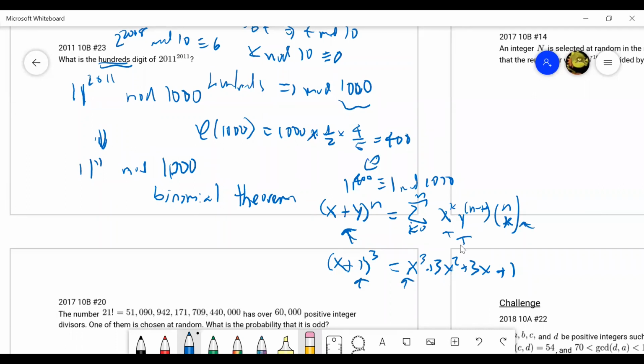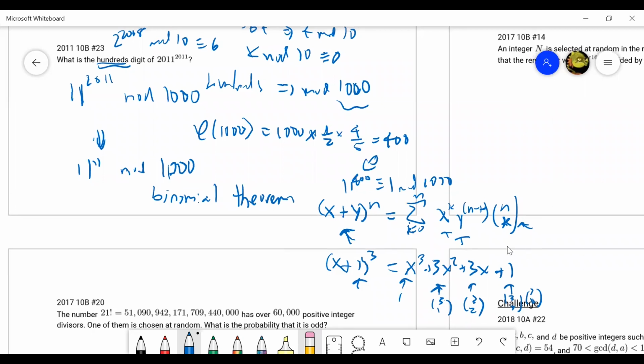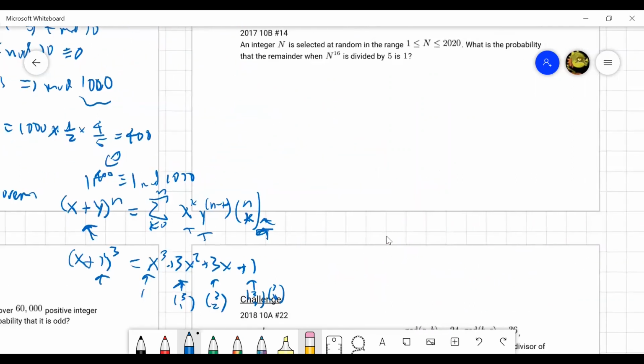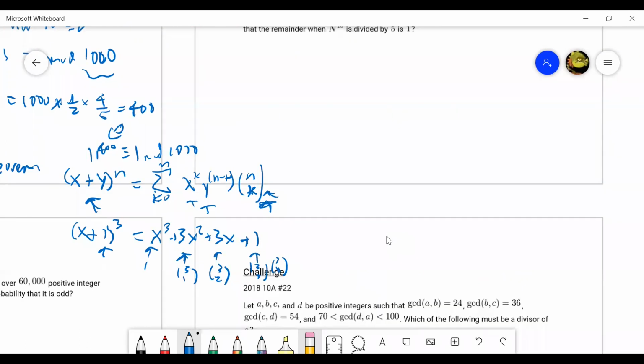3 choose 3 is equal to 1. That's the coefficient here. 3 choose 1 is equal to 3. 3 choose 2 equals 3. 3 choose 3, or 3 choose 0, are both equal to 1. So you can see that the coefficients are always going to resemble that of a combination. And we talked about what this symbol means last class. And I do want to mention exactly why this works.